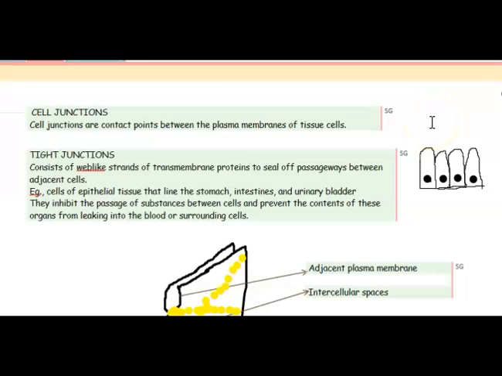Due to copyright issues, I cannot use the diagrams from the internet, so I have tried to draw these pictures in my OneNote application. So the definition of cell junction is like this. Cell junctions are contact points between plasma membranes of tissue cells. So these are different types of cells which are combined together to form a tissue, and these are the nuclei. And these cells are attached to each other in a tight manner. So this contact point is called a cell junction. And another contact point is between the cell and the basement membrane. So this is another type of cell junction.